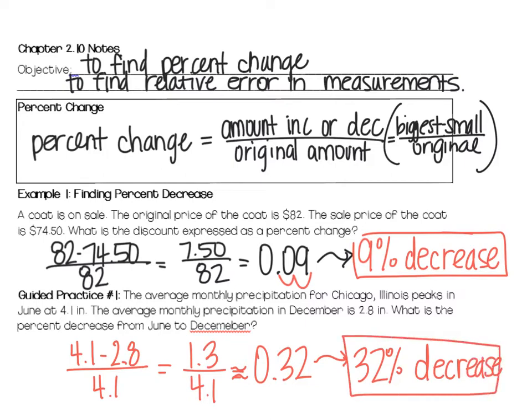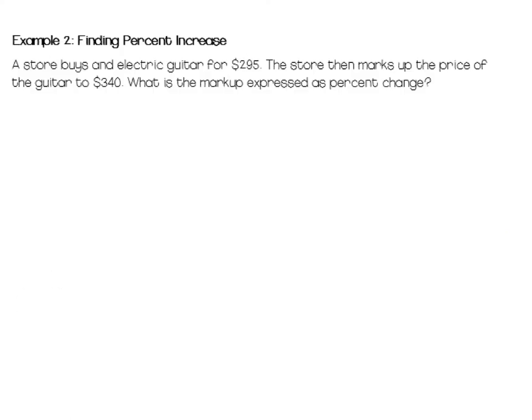Obviously, if it's a decrease and you put increase, it's going to be a wrong answer. I don't care if the percent is right. Now let's find percent increase, which is the exact same thing, except this time our numbers are going up, not down. So I start at 295 and I go to 340. So I'm going to do 340 minus 295 because I always do biggest minus smallest. And then divide by the original, which is 295.